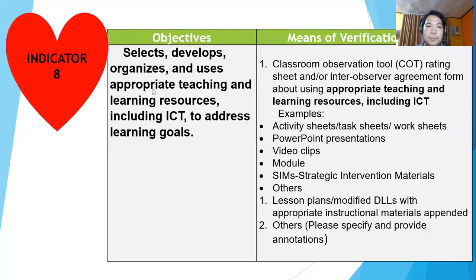Indicator number 8, selects, develops, organizes, and uses appropriate teaching and learning resources, including ICT, to address learning goals. The first one is the COT rating sheet, using appropriate teaching and learning resources, including ICT. Examples are activity sheets, task sheets or worksheets, PowerPoint presentations, video clips, modules, SIMs or strategic intervention materials, and others. Next is the lesson plan and others.